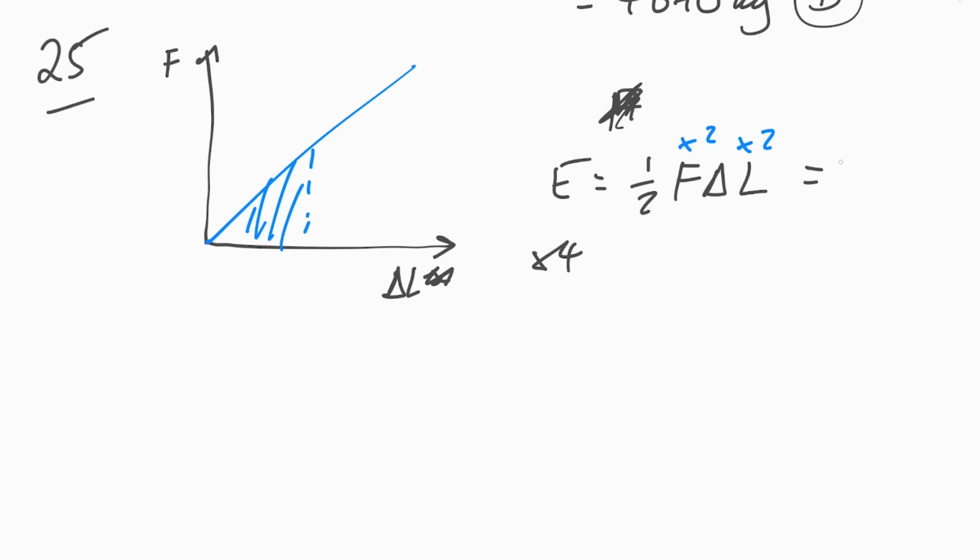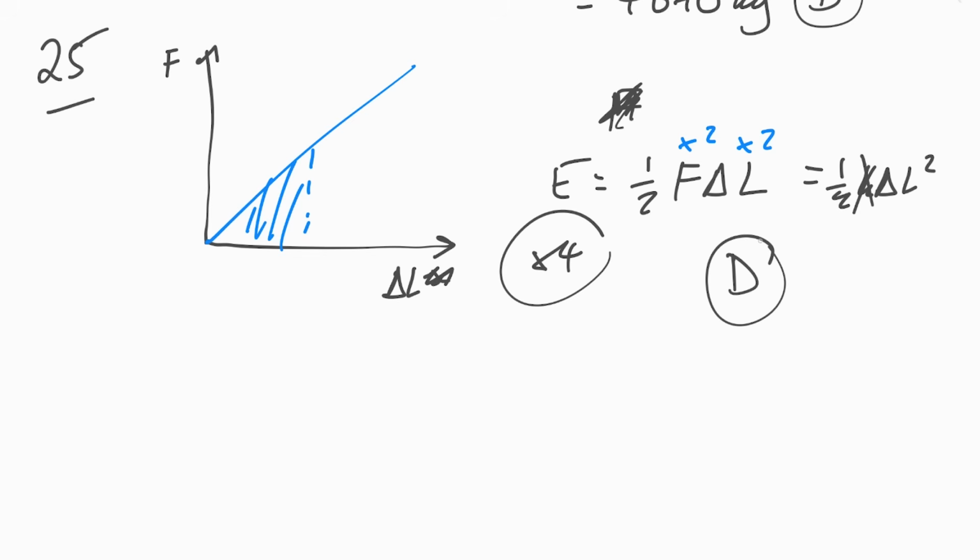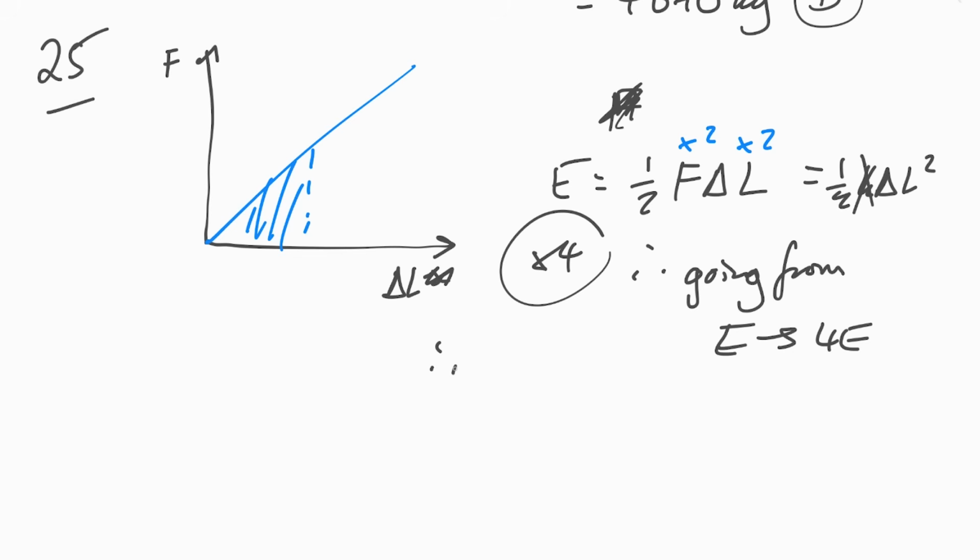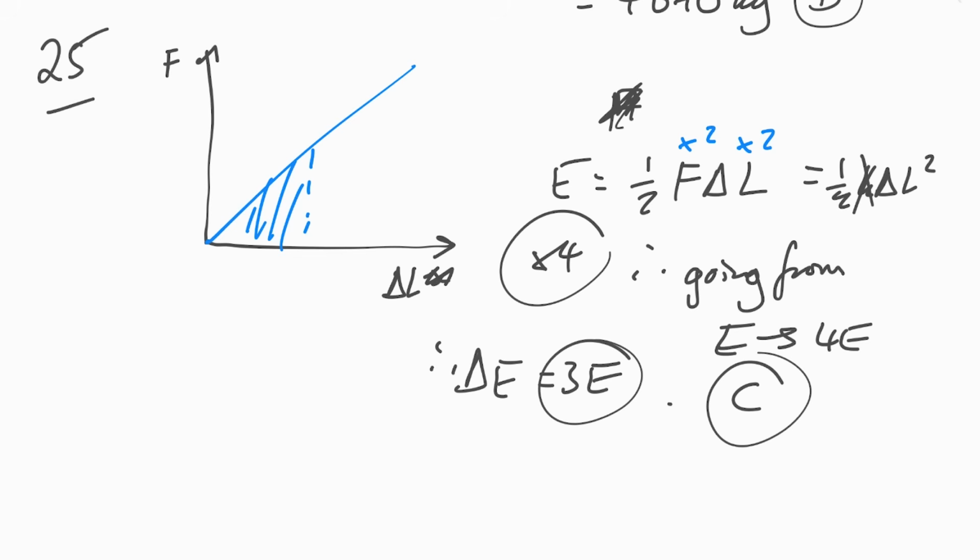Of course, we could have the equation half K delta L squared if you want one that just has one variable in. And again, you can see multiply delta L by 2 twice, that ends up being times by 4. So I think the answer is D. They caught me out. No, it's looking for the increase, isn't it? Therefore, going from E to 4E, therefore difference in energy is 3E. I got caught out. Bad me.